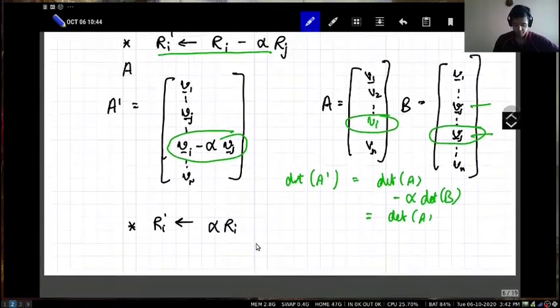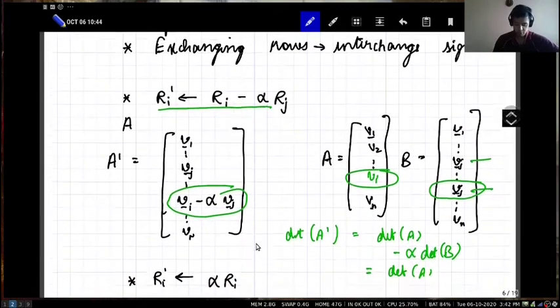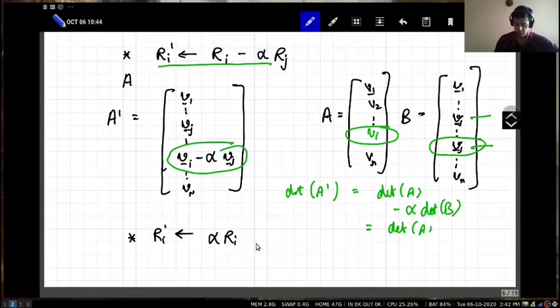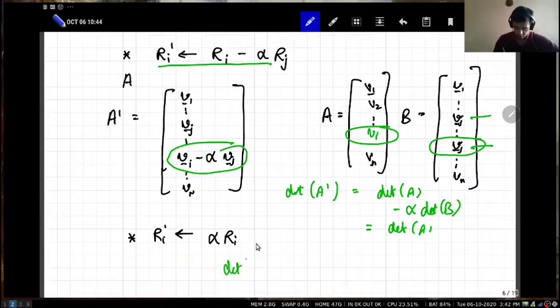Okay. Now we have a third row operation, which is the scaling of a row. So you can replace the ith row by a scaled version of the previous row, and we know that again from the n linearity property of the determinant that the determinant of A prime is equal to alpha times the determinant of A.